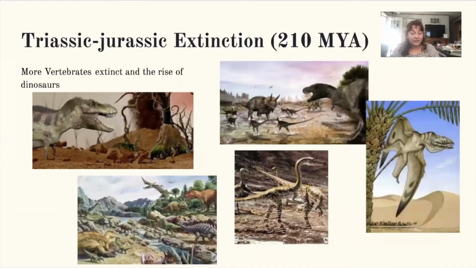Next came the Triassic-Jurassic extinction, 210 million years ago, causing the extinction of even more vertebrates. This extinction allowed dinosaurs to rise up and develop. 2 aquatic groups that suffered the most were sponges and corals. The cause is believed to be the separation of Pangaea, which is the single landmass of the 7 modern-day continents. The separation caused many volcanoes, which introduced high levels of carbon dioxide, causing global warming and changes in the ocean.